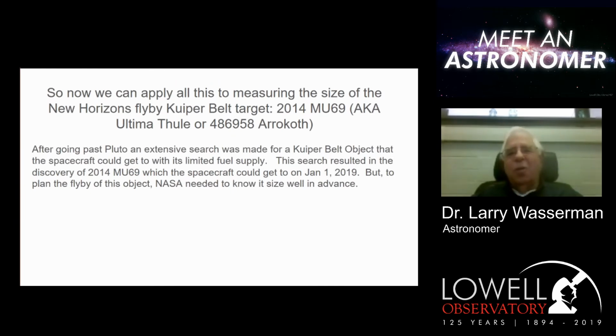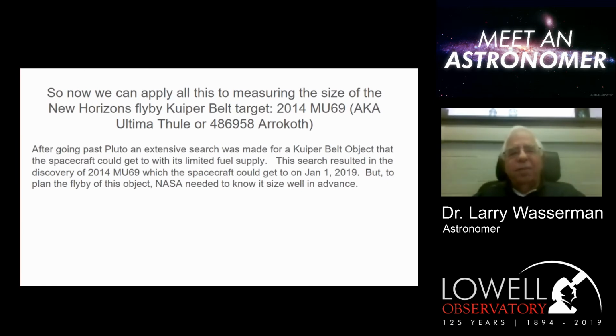I don't particularly like the long number. I never liked Ultima Thule, so I'm going to refer to this as MU69 just for briefness, and I hope you'll remember that that's what I'm talking about. So anyway, an extensive search was made after the flyby of Pluto to find the Kuiper Belt object that the spacecraft could get to with its limited fuel supply. This search resulted in the discovery of MU69, which the spacecraft could actually physically fly by on January 1st, 2019.